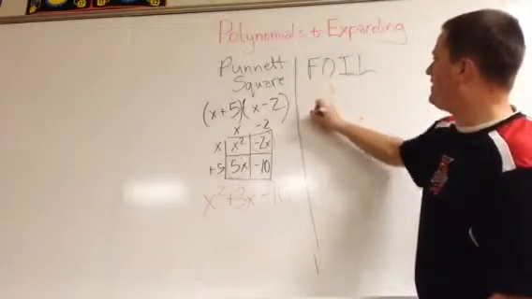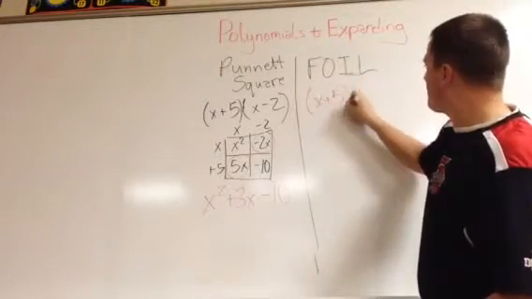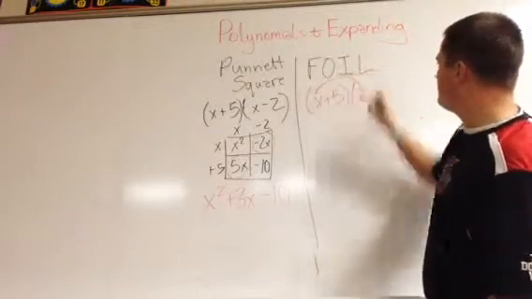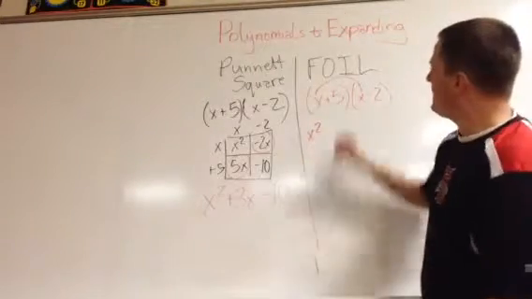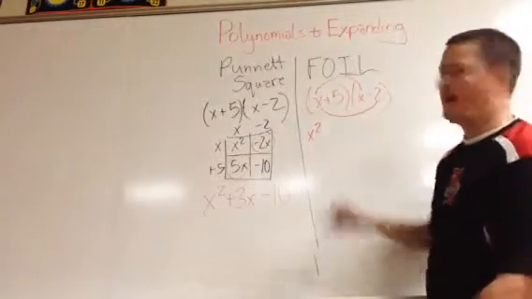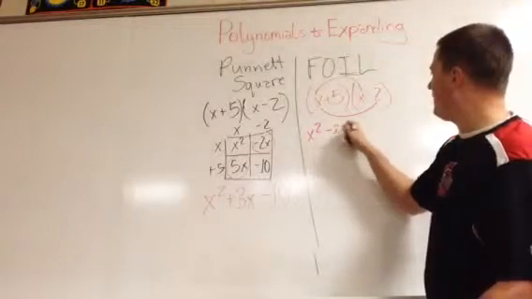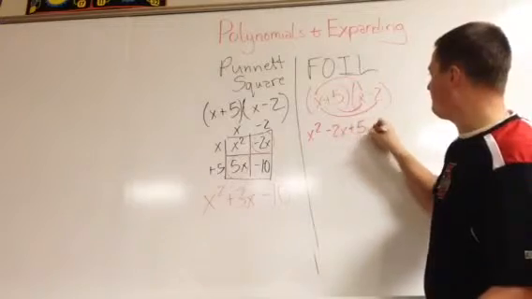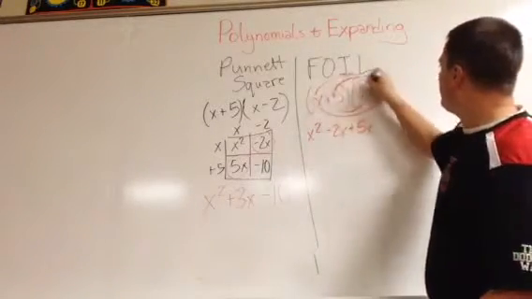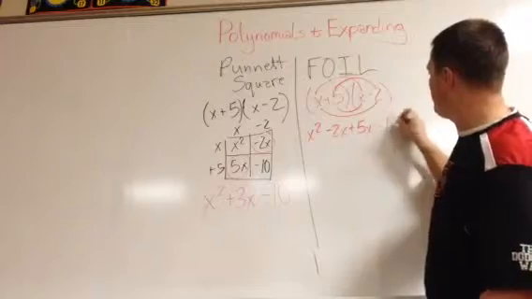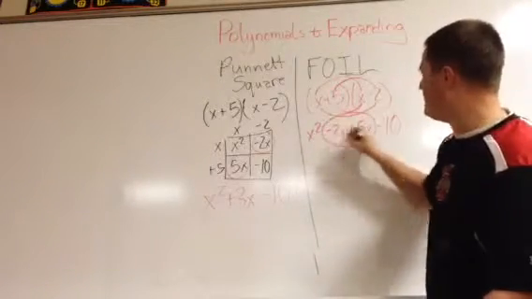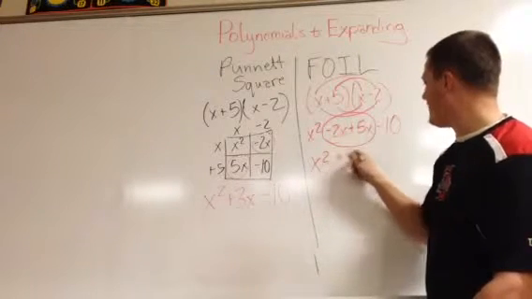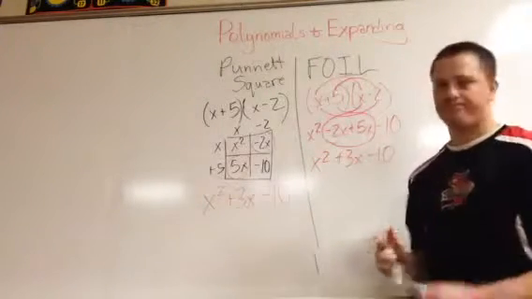This problem is already set up for FOIL. We would take first to first and get x squared. Outside to outside and get x times negative 2 is negative 2x. Inside, which is 5 times x, which gives us positive 5x. And our last, 5 times negative 2, which is negative 10. These, again, end up being like terms. We get x squared plus 3x minus 10.